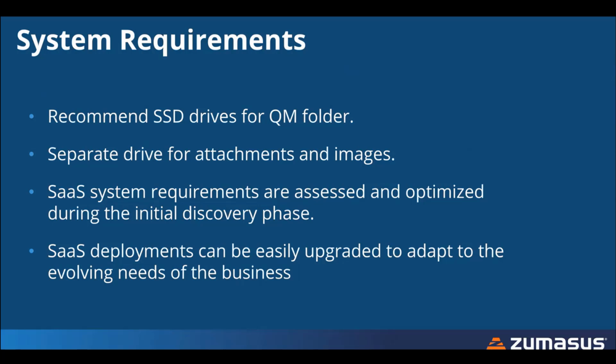For setting up the system itself, for on-premise as well as in SaaS, we recommend solid-state drives for the QM folder. This is the production folder where Rover will live. We do recommend a separate drive for attachments and images. The reason for that is attachments and images are something that's ever growing, and you don't want to risk your production folder running out of space. You want to keep that separate. The attachments and images folder doesn't have to be a solid-state drive. It can just be a normal drive.